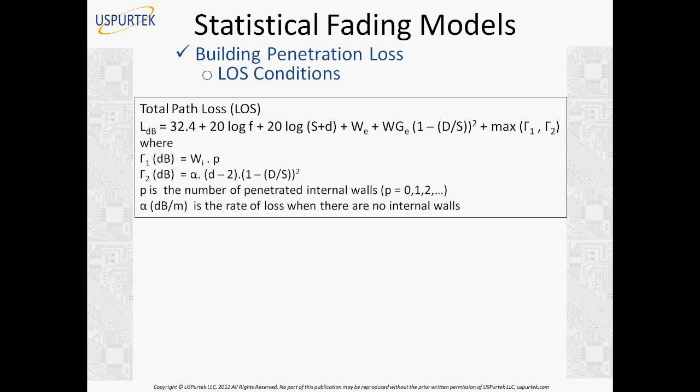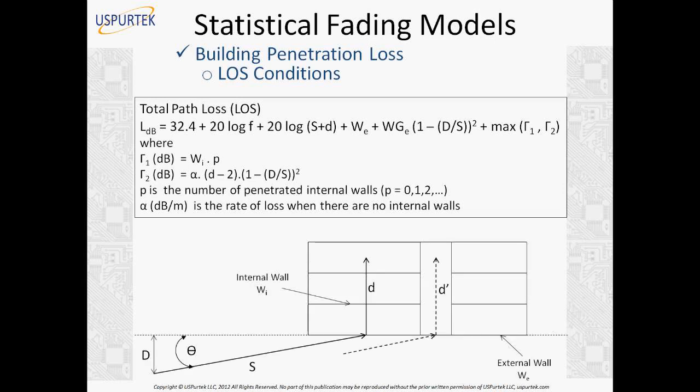Now the total path loss is given by this equation. We also consider the number of penetrated internal walls, parameter P here. And then we have alpha. Earlier somebody was asking about specific absorption rate, but here it's not absorption, it's the attenuation rate that we are considering. dBs per meter is the rate of loss when there are no internal walls. That's how fast the signal attenuates, right?